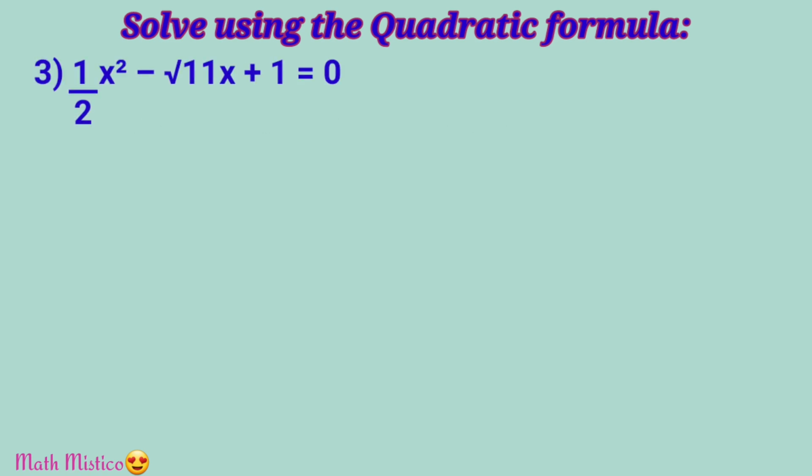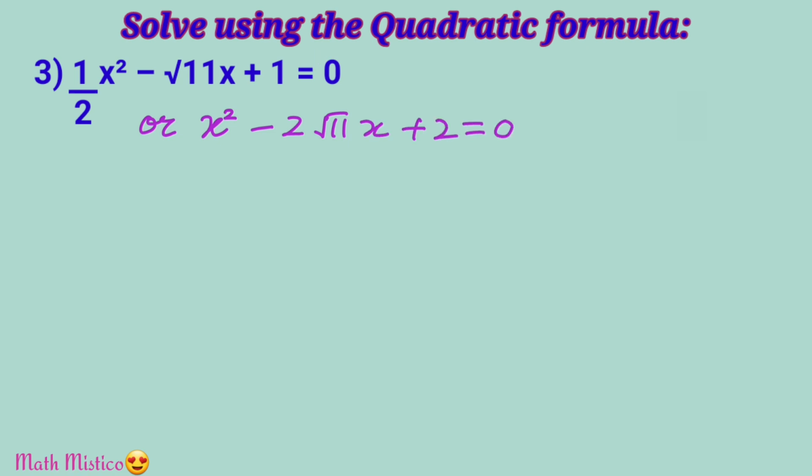Now the next question, we can solve it directly also, but let's simplify it a little bit because it has a fraction which makes it a little complicated. How can we remove the fraction? Like we have done in previous lessons, we can simplify this equation by multiplying throughout by the denominator, that is 2 here. So 2 into 1 by 2 becomes 1, and we have x square minus 2 into root 11 is 2 root 11x plus 2 into 1 means 2 equal to 0.